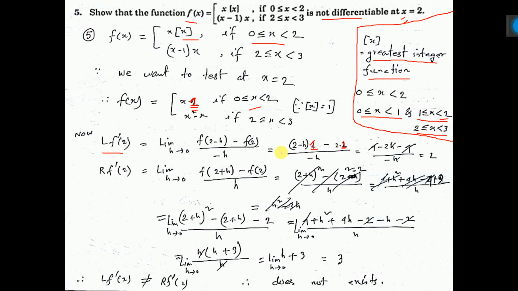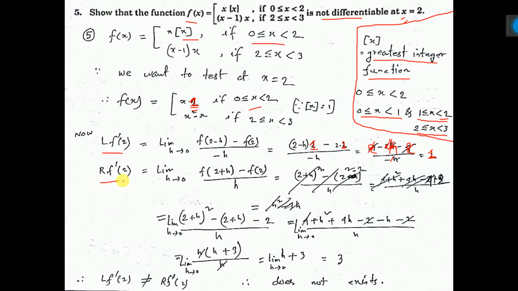See here, (2 − h) − 2, so here 2 into 1 is 2. Minus 1 into h, this is h. Minus 2 into 1 is 2. So these two cancel. The h cancels, minus minus cancel, and the value is 1. Here the value is 1.